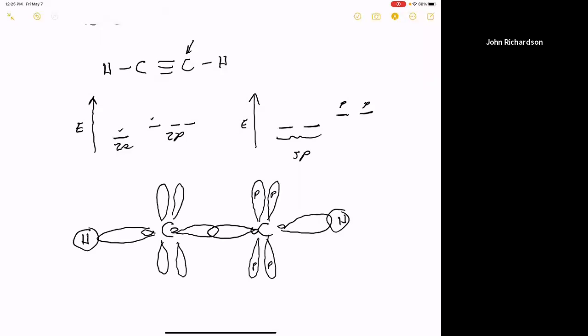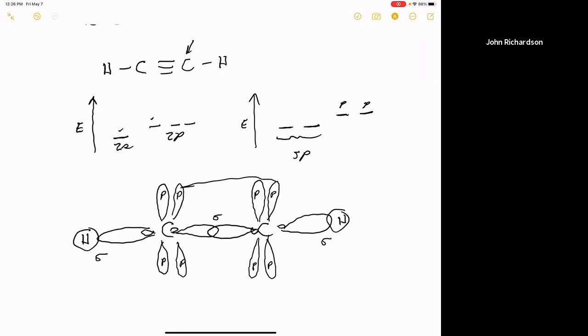I got a p and a p and a p and a p. So take a look at this and see what kind of bonding we've got. If I focus on the carbon, I see that I have a sigma bond here, a sigma bond here, and a sigma bond here. But I also got some pi bonds, don't I?